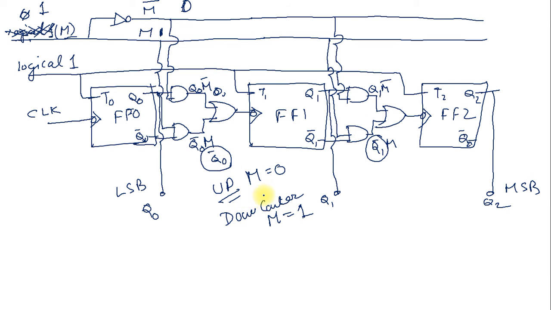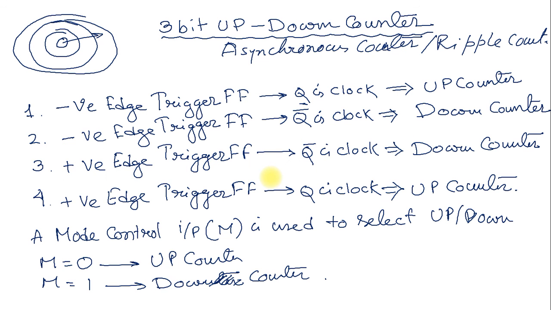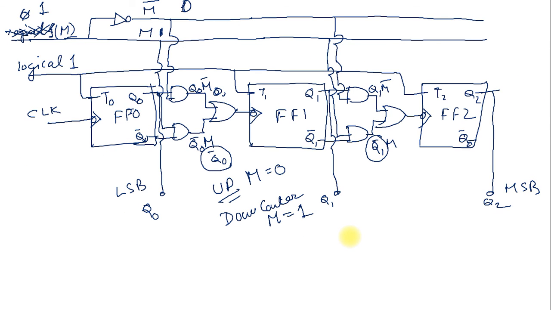We decided earlier that when M equals 0, we design the circuit as an up counter, and when M equals 1, the circuit acts as a down counter. So this is the circuit of the 3-bit up-down counter. LSB is taken from Q0 and MSB is taken from Q2.